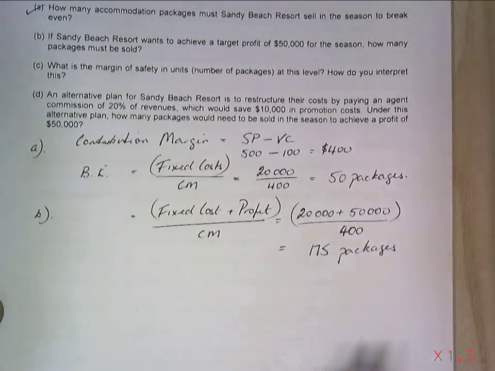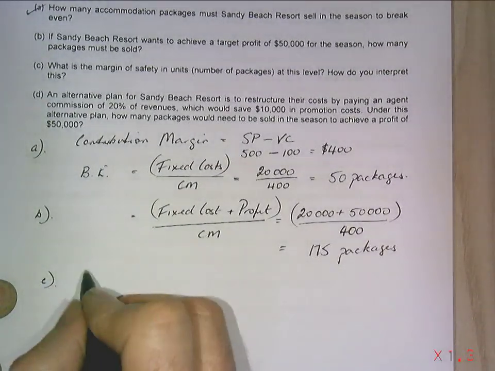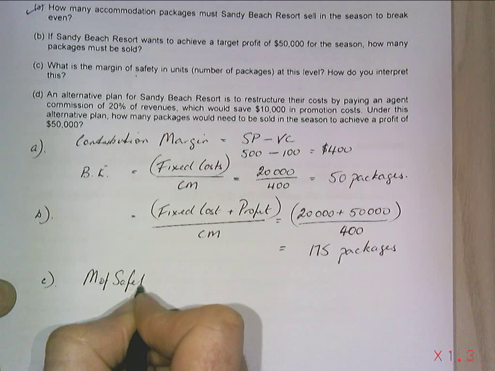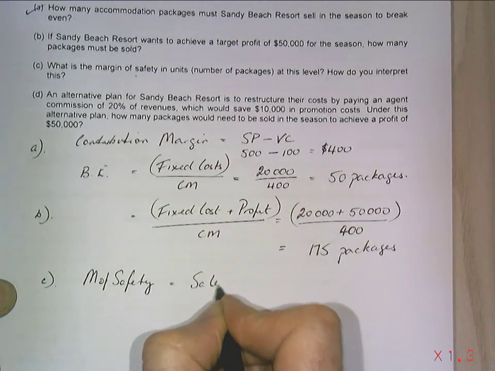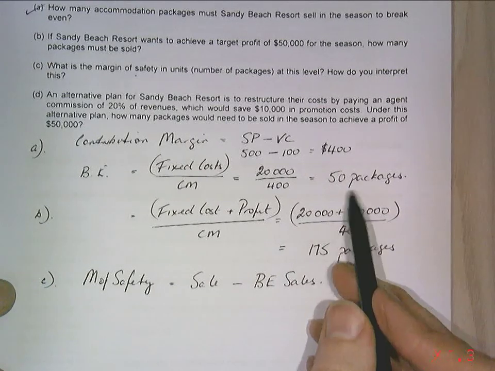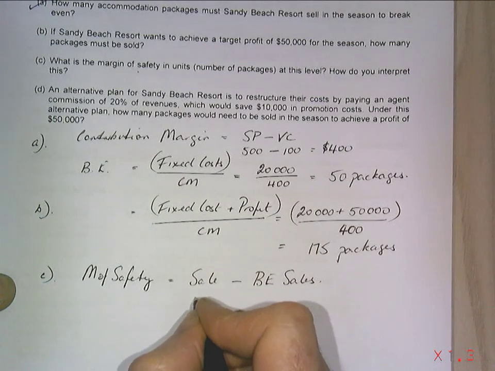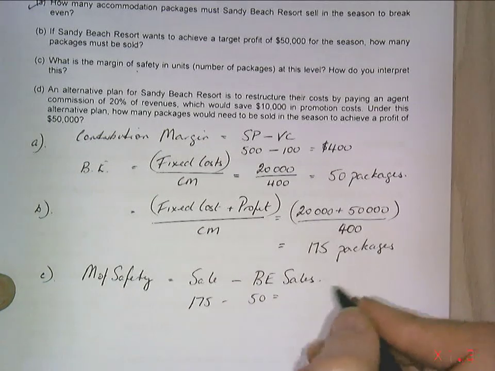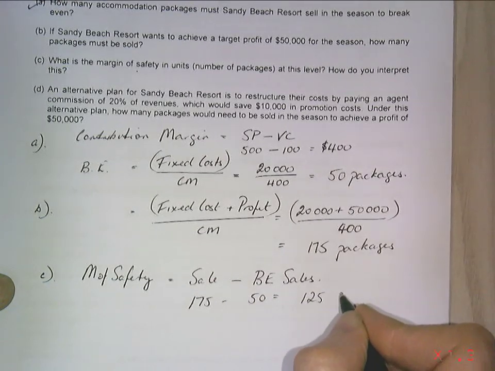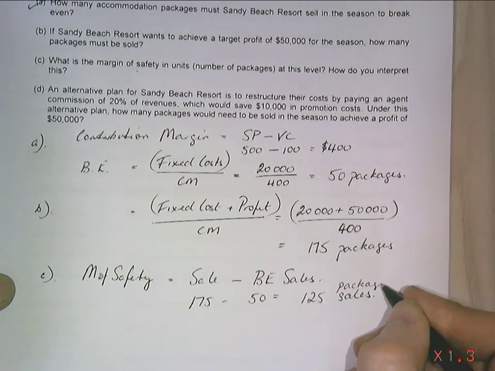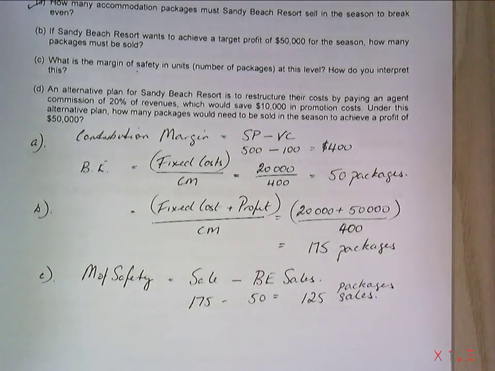Now C says, what is the safety margin? Now, safety margin, or margin of safety, equals sales minus break-even sales. So in this case, my break-even was 50, my sales are 175. So 175 minus 50 equals 125 sales, or packages, is my margin of safety. How do we interpret this? Well, that's how you interpret it.